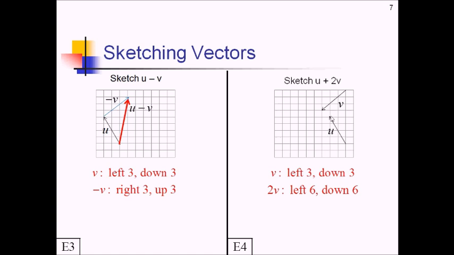So putting it at the tip of u, here's left 3, left 6, and here is down 6. So we should be going there. And resultant, draw that from here to here. Make sure the head's going the right direction, and we're good.